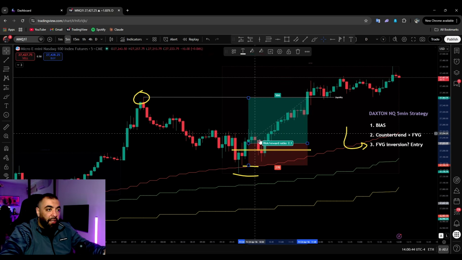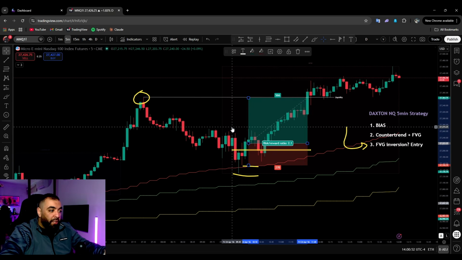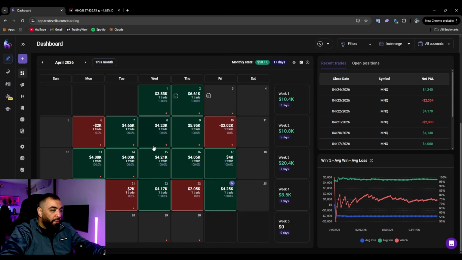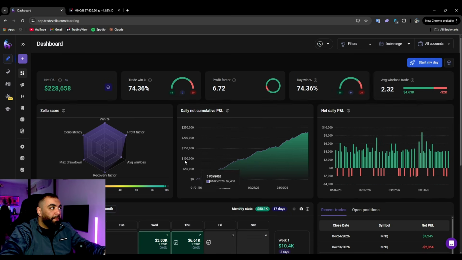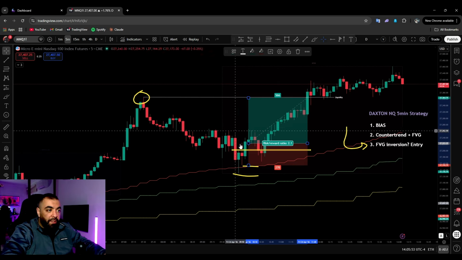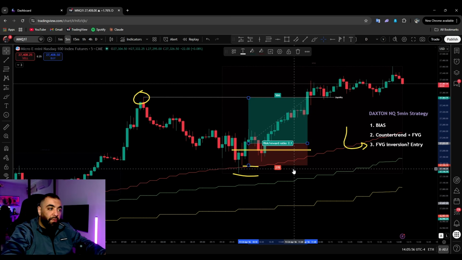Here is a trade that I took today that played out really well. Today is the Friday 24th. This is the trade that you've seen. And every single trade that you see here in this equity curve was exactly like this. Now, let me give you another example.